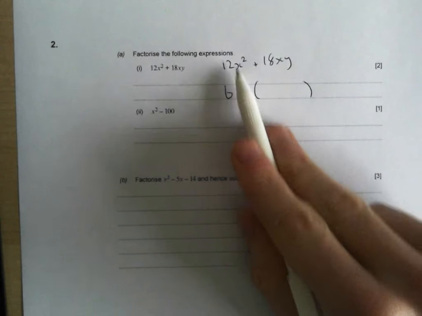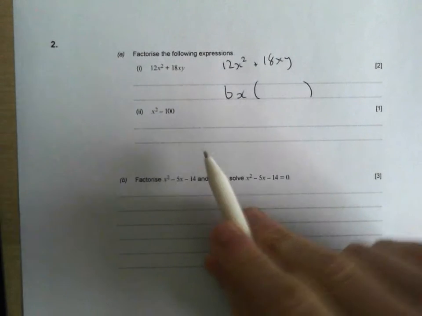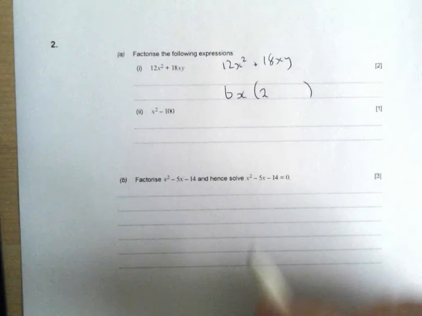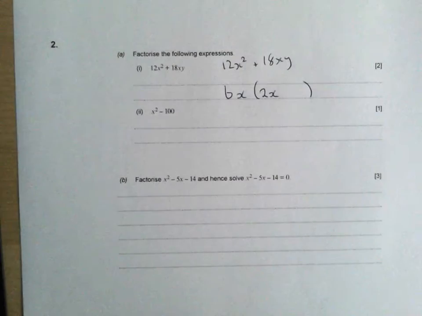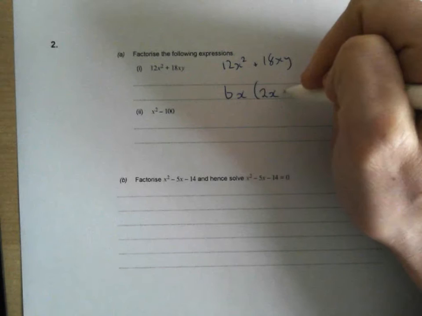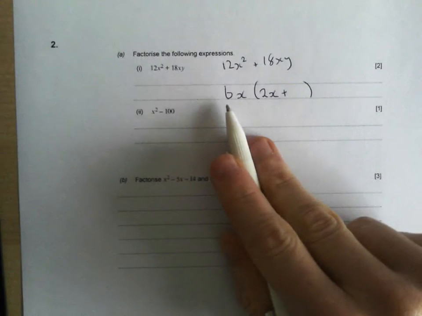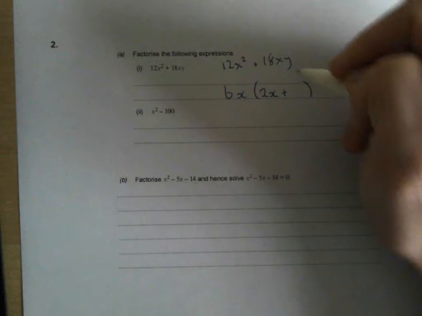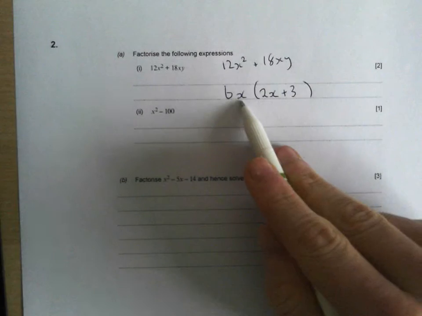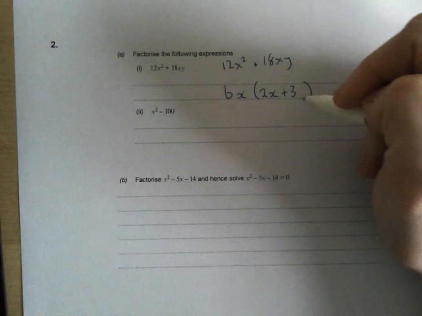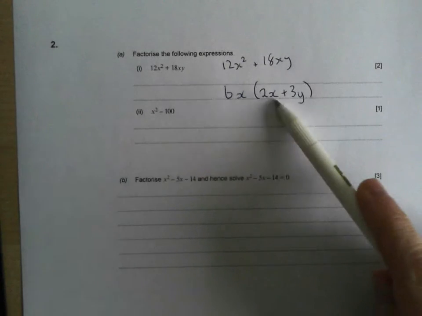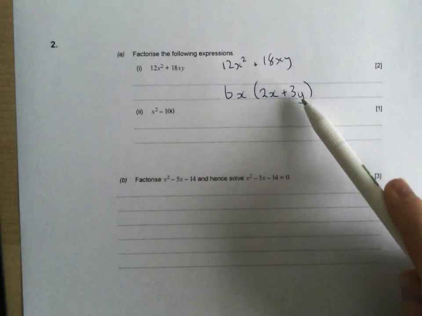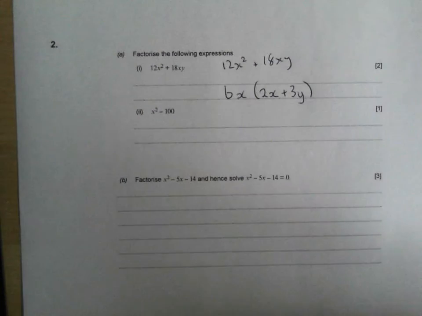6x times by something has got to give me 12x squared. Well, I'm going to need a 2 in there to get me 12, and then an x times an x is going to give me my x squared. And then I'm going to need a positive because I've got a positive there. 6 times by something has got to give me 18, so that's got to be a 3. I've already got my x, so I'm going to need a y in there. And the beauty of these is you can just multiply them out and check. 6x times 2x, 12x squared. 6x times 3y, 18xy. So you know you've got it right.